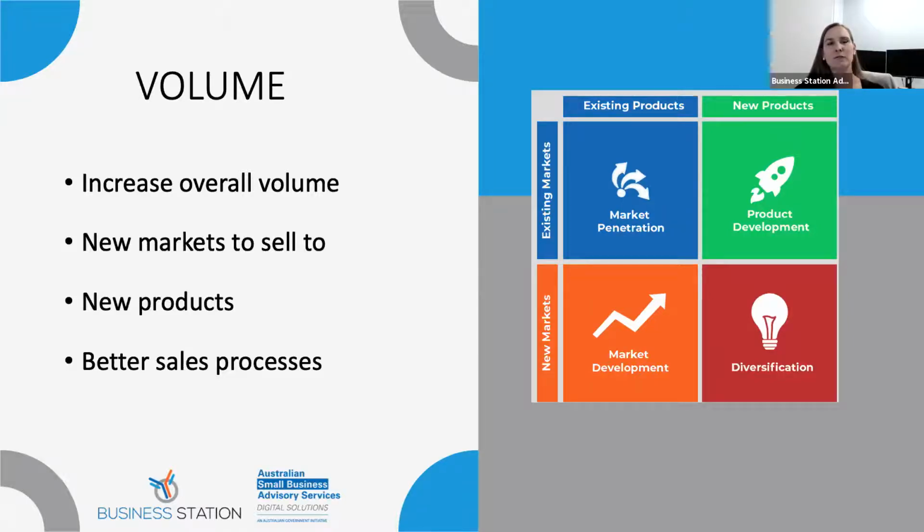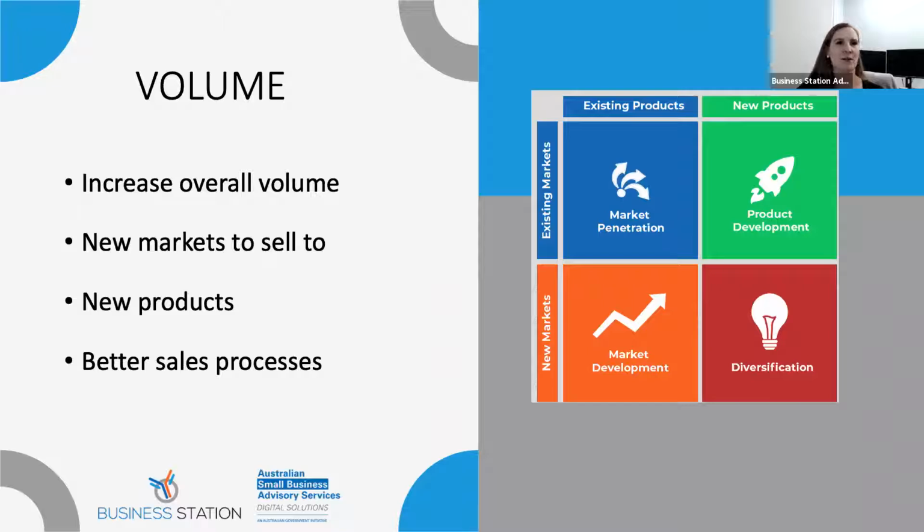But thinking of volume, can you increase your volume overall? And specifically, can you increase the volume of more profitable products or services? So you would need to look at profit enhancement. And to do that, we look at a few different options, and you can see that on the table on your screen.